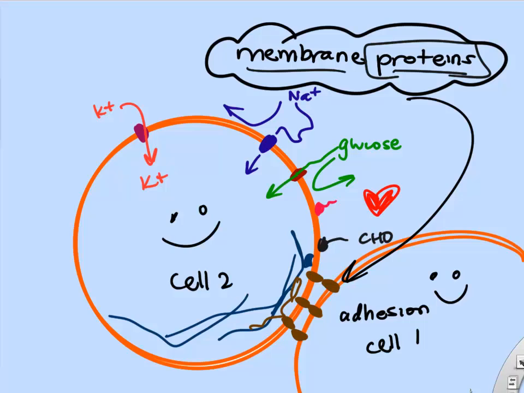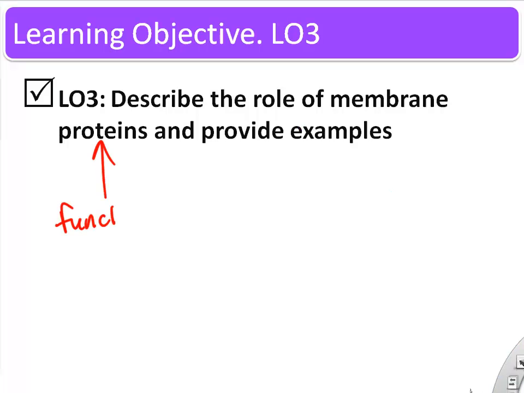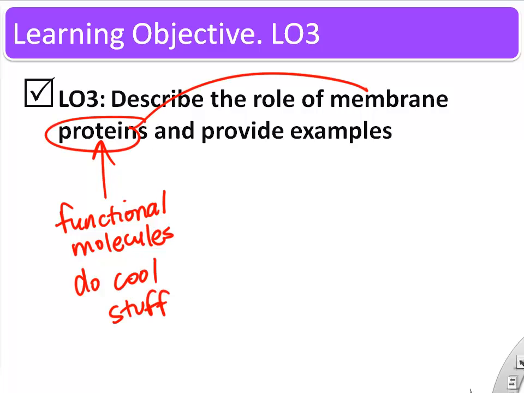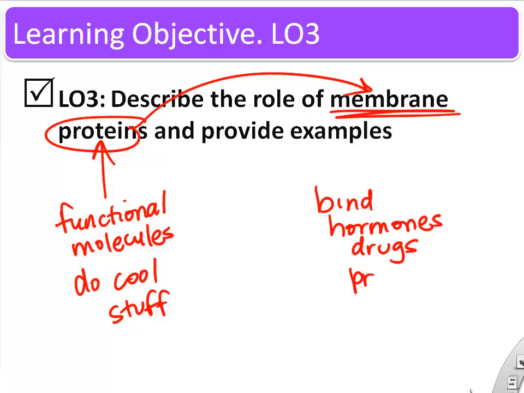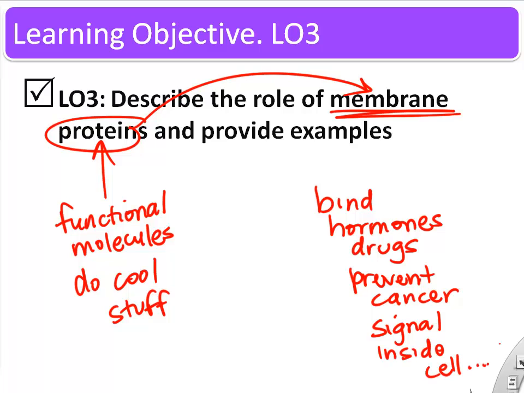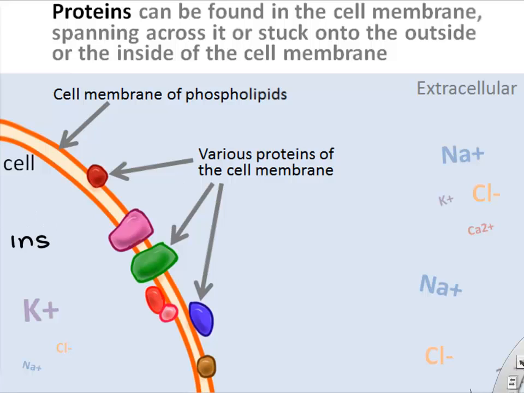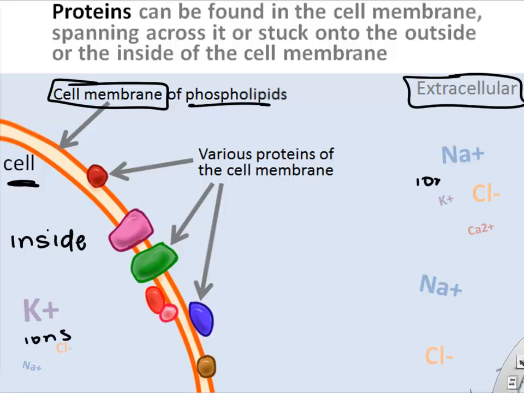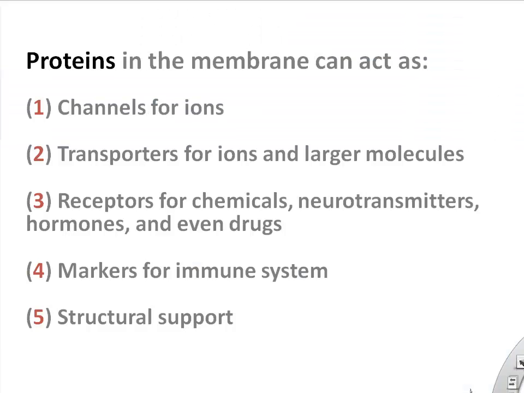And so for learning objective 3, we're going to look at some of the most important membrane proteins and some examples of them that we're going to see throughout the course. So proteins, remember, are functional molecules, so membrane proteins are going to have important functions, everything from binding hormones to drugs to preventing cancer. So here in our diagram we have the inside of our cell and the outside of our cell separated by a phospholipid bilayer. We stuck on some membrane proteins and we're going to look at examples of what they do.